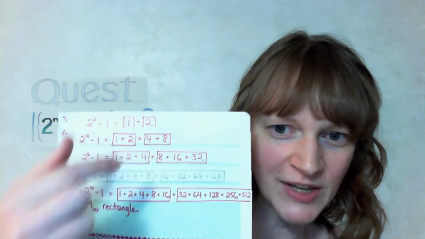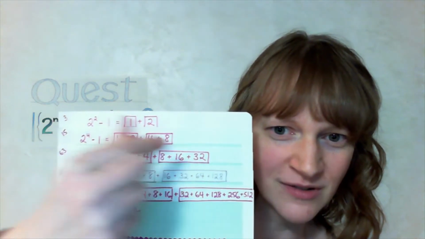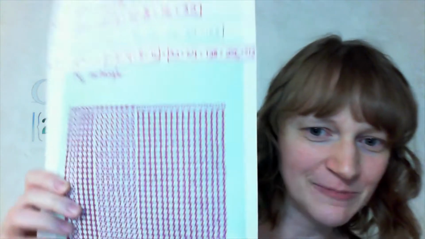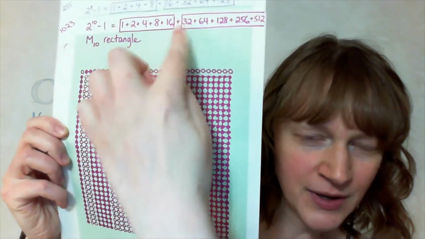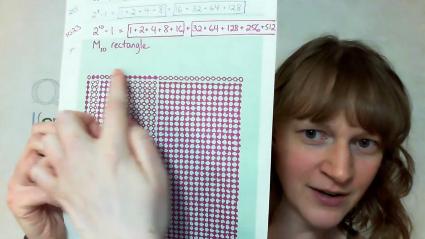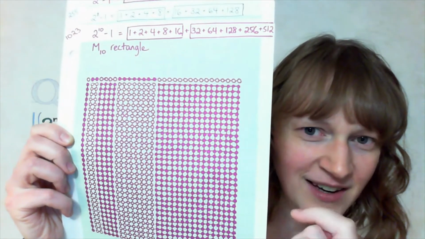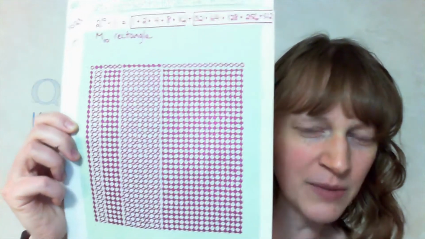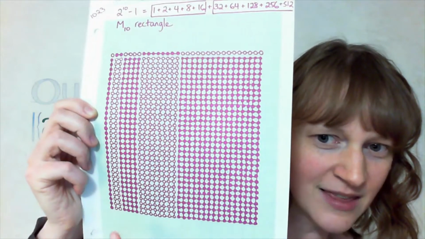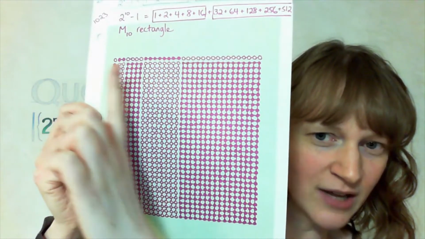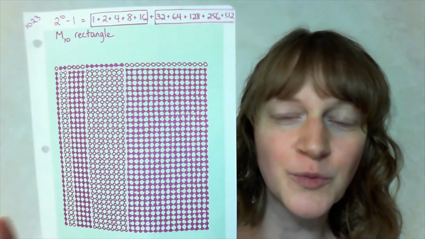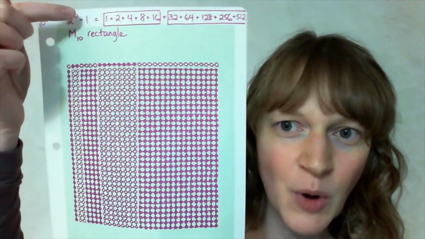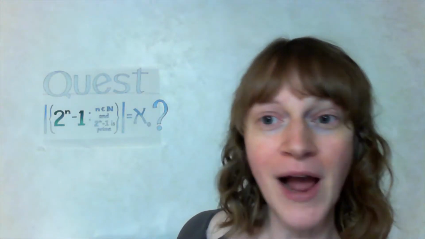I've just grouped these terms into 2 groups each time so that the first group can be drawn along the top as one line, and the second group can be drawn underneath in a matching line, so we can always make a complete rectangle when the exponent of our Mersenne number is even.